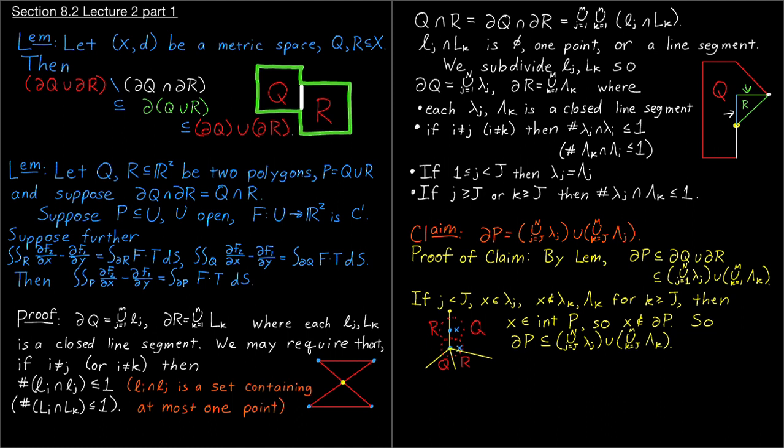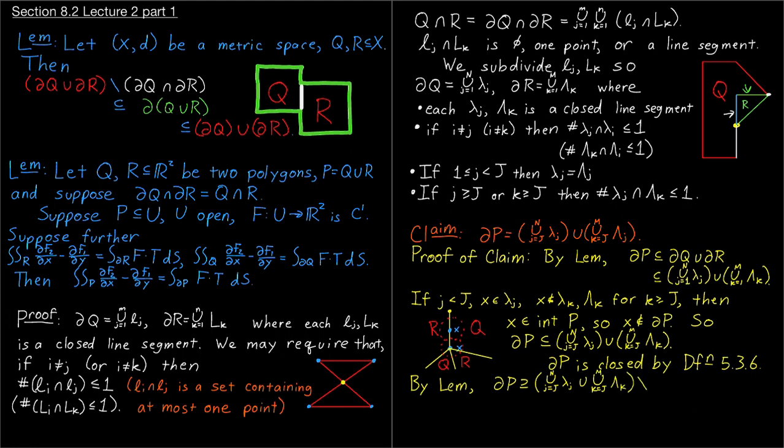In the other direction, the boundary of P is closed by definition of boundary, by definition of closure and interior and all that good stuff. And by our useful lemma at the start of the video, the boundary of P contains the boundary of Q and the boundary of R, and then we throw out everything in their intersection. So I'm not even going to write down the lambda J's and the lambda K's for below J, because I know we're just going to throw them out.